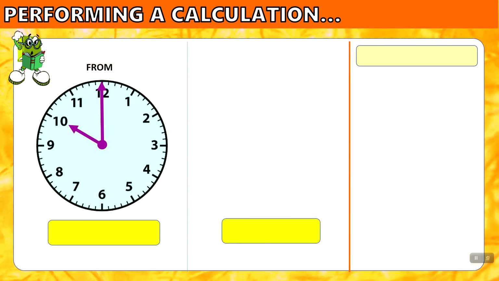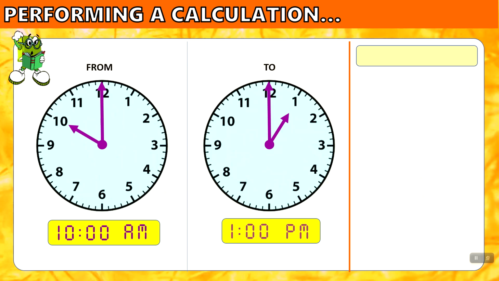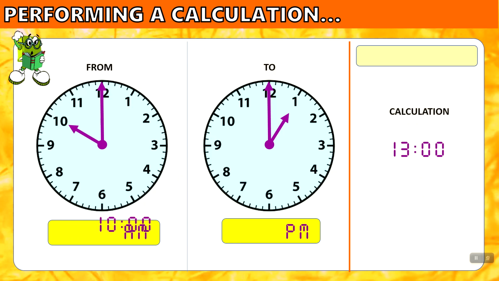And so let's see how much time passes from 10 a.m. to 1 p.m. And we always start off with the second time first to perform our calculations. And so we start at 1 o'clock p.m. and we convert this to 24-hour time by adding 12. 1 plus 12 is 1300 hours. And we subtract the starting time, which is 10 o'clock.